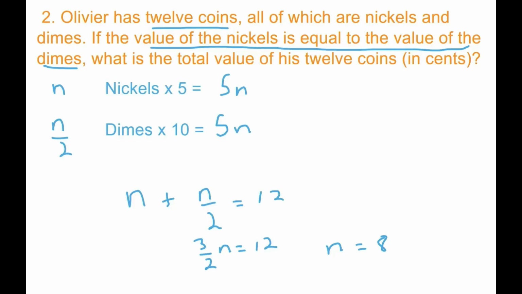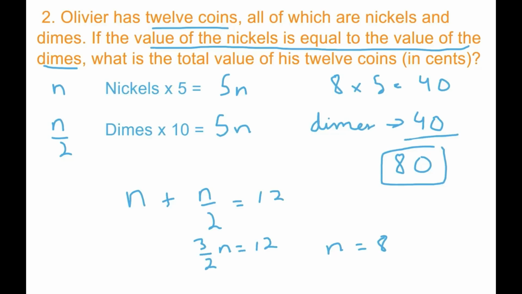That means that there are 8 nickels, so the value of the nickels in cents is 40. We also know that the value of the dimes is the same, or 40. So the total value of the nickels and the dimes is 80 cents. So our answer is 80. Let's move on to problem number 3.